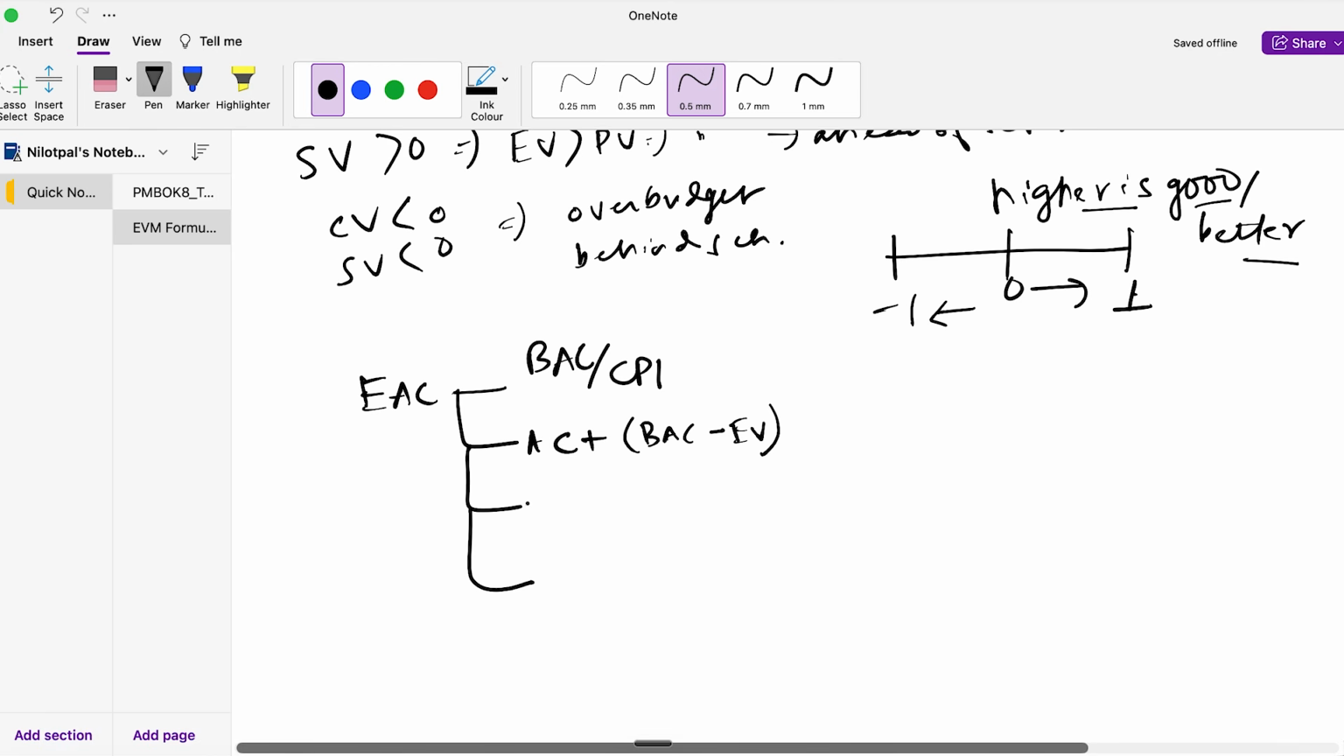The third variant which you need to keep in mind is your actual cost plus the numerator remains the same, which is your BAC minus earned value divided by CPI into your SPI, and the final variant is AC plus estimate to completion. Okay, now the key thing for this formula is to understand when to apply what, and in your PMP exam this will be tested.